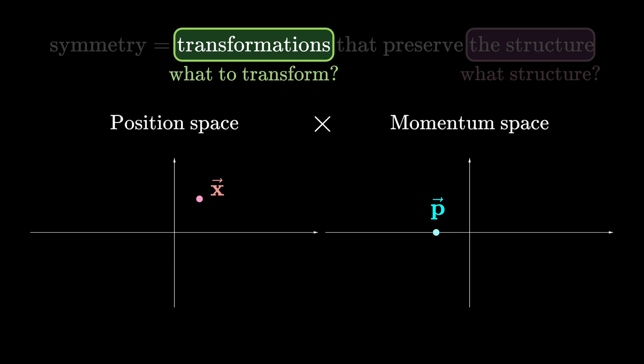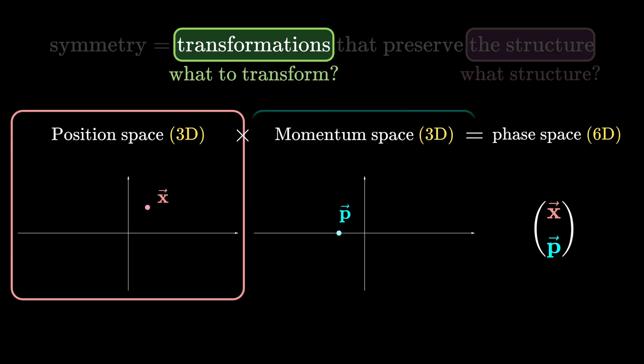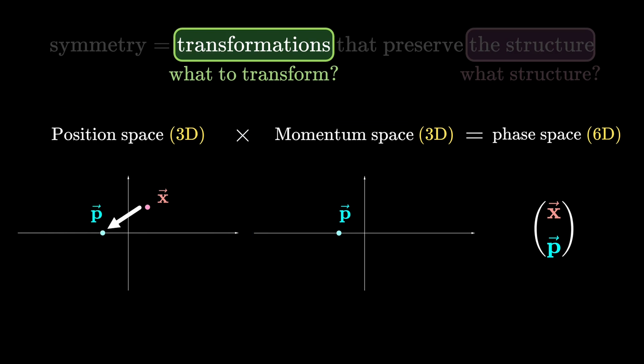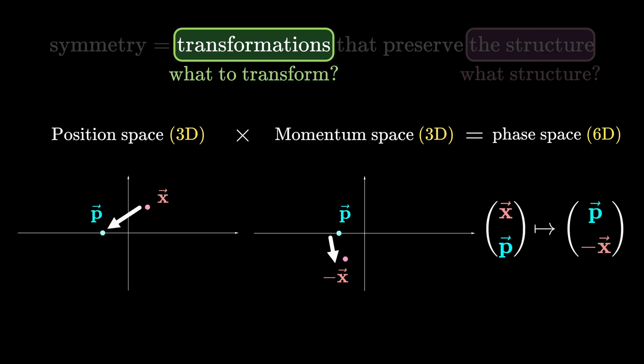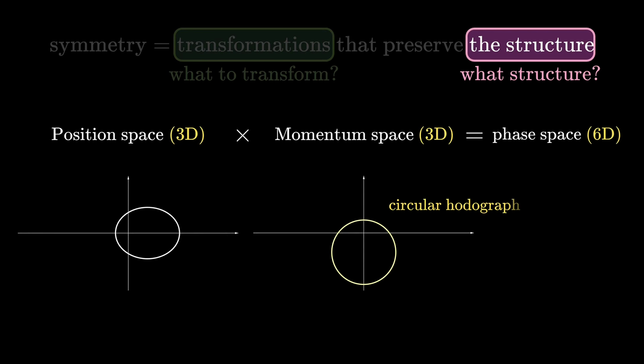More specifically, they act on the 6-dimensional phase space, and these are best thought of as projections onto the first 3 coordinates and the other 3. So a transformation could even swap x to be p and p to be minus x, and this will be a valid transformation in the 6-dimensional space. The next thing to unpack is what structure we want to preserve in this physical context. A physical orbit involves an ellipse in the position space and a circle in the momentum space. This was the circular hodograph we showed before.